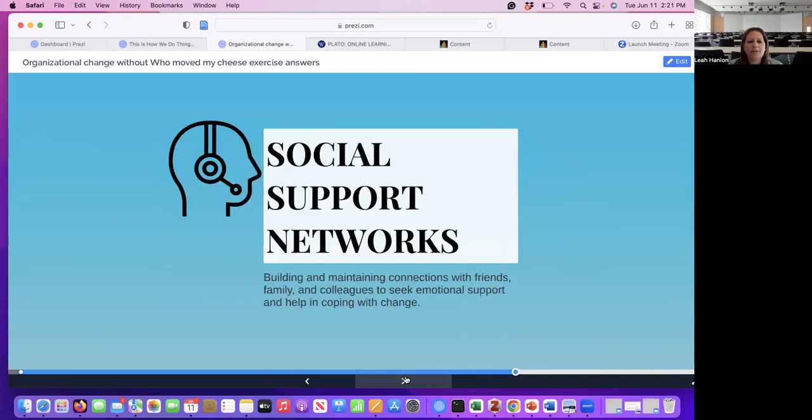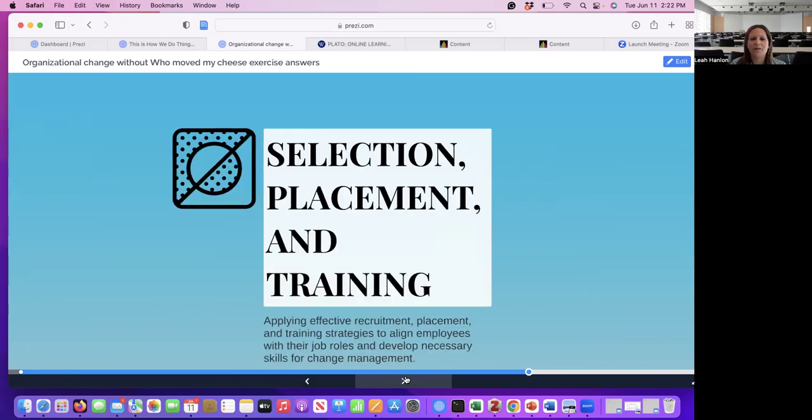Social support networks, building and maintaining connections with friends, family, and colleagues to seek emotional support and help in coping with change. It can be very helpful to speak to someone at your job. However, sometimes it can almost make it worse because you're both complaining about the same thing. So sometimes it's good to speak with friends and family as well.